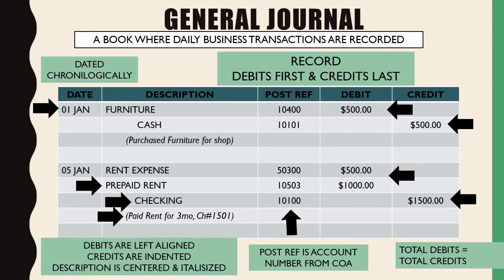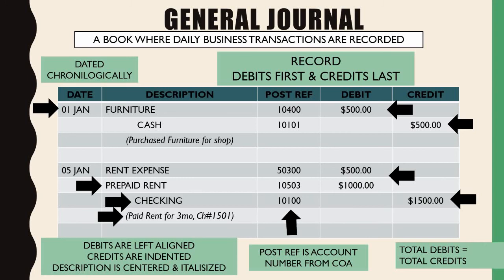Lastly, one thing must hold true: your total debits have to equal your total credits. For example, look at the second transaction. We got 500 and then we got 1,000. If you add them together, it will equal 1,500. So be sure that your debits match your credits. If not, you're going to have an imbalance in your journal.